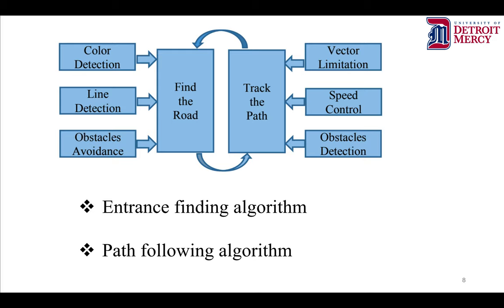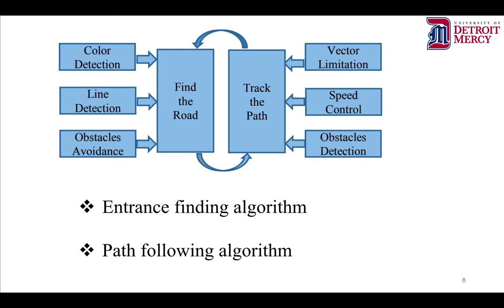The path following algorithm is to track the path. You also have to do obstacle detection, because in the path you have some obstacles. And the most important thing is to follow this path, which in our algorithm is to limit the vector, meaning how far the robot is from the road. We have to be clear about that distance, the distance from the robot to the road.